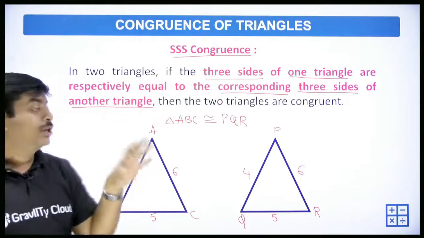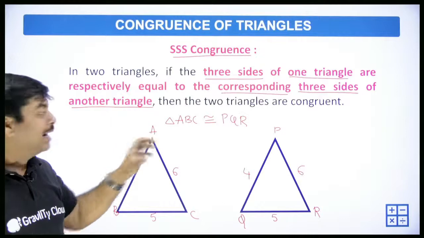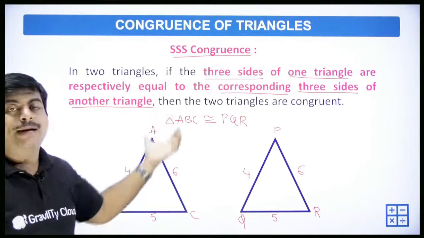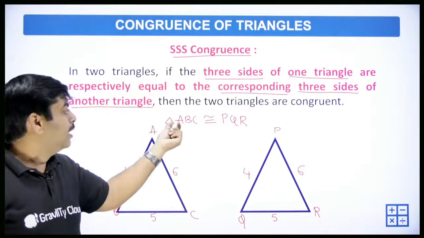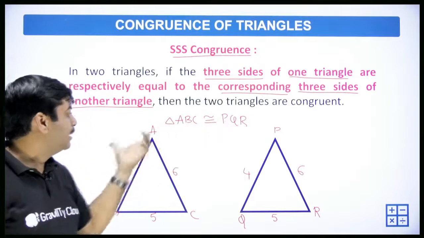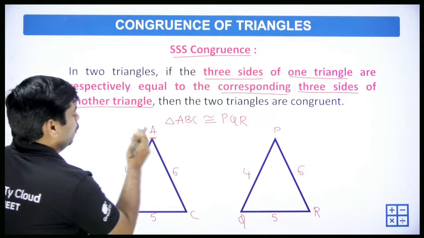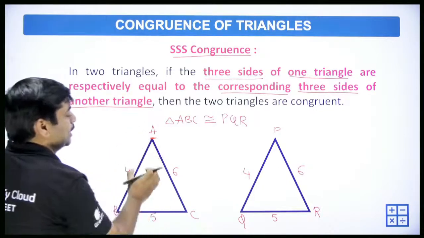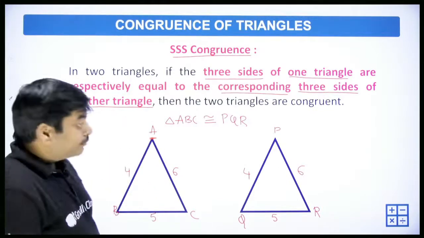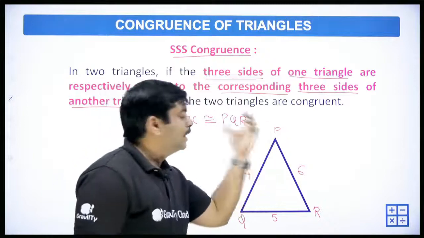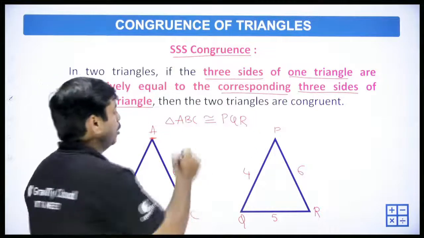That means the shapes should be in alignment. The way you write A and the way you write the first one, P, these two should be in the same positions. See, A is a point here with the 4 centimeters and 6 centimeters sides intersecting. The same 4 and 6 will intersect at P, correct? But you cannot change it like this.